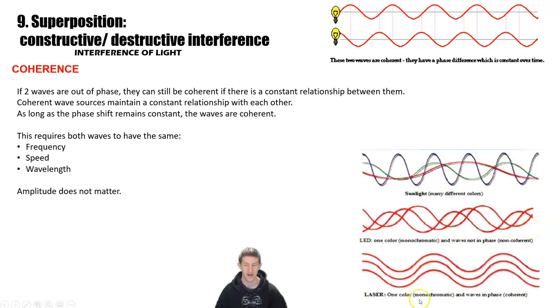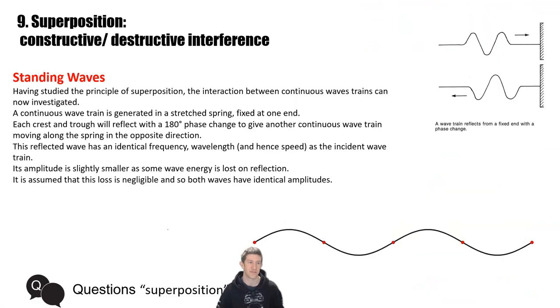A laser, however, is monochromatic, so it's a single color, but it is also in phase and coherent. So we have this pattern where it's in phase, so it's a peak and a peak and a peak. It's perfectly aligned, it's in phase, and it's coherent because this relationship is maintained the entire time. So there's some examples of that.